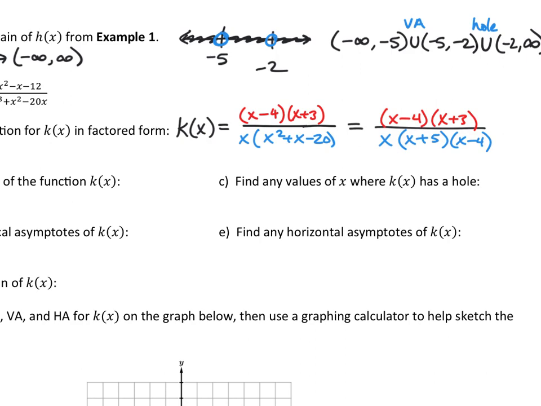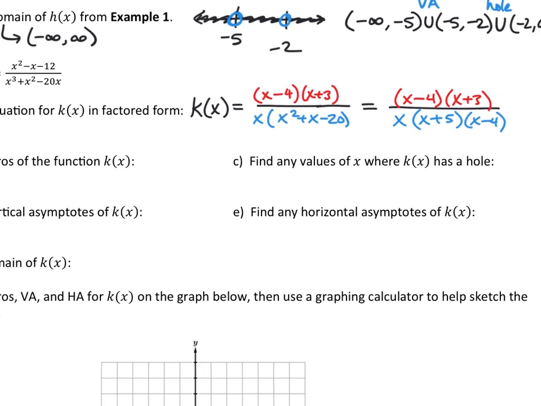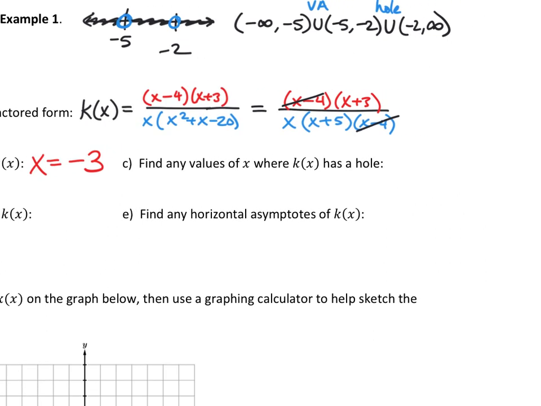Now part B says, what are the zeros of the function? Hopefully your spidey senses started tingling here, because we see that we have a factor that's going to cancel out. So the only zero I have for this function is at x equal to negative 3. And since we canceled out the factors x minus 4, that means that we have a hole in this graph at x equal to 4.